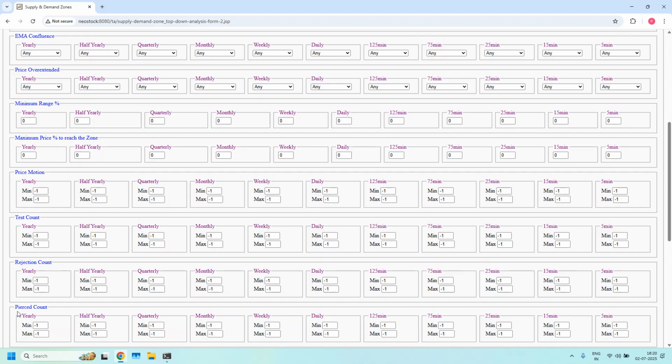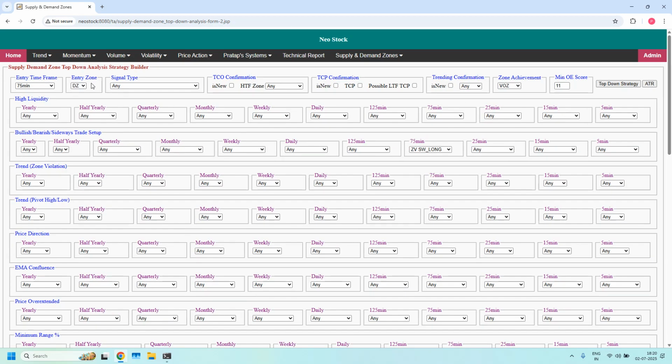So in the pierced count parameter at 75 minutes time frame, I am selecting minimum value 0, maximum value 0. That means pierced count should be 0. Pierced count 0 means the zone is not pierced. Which zone? 75 minutes demand zone, whatever you select here.